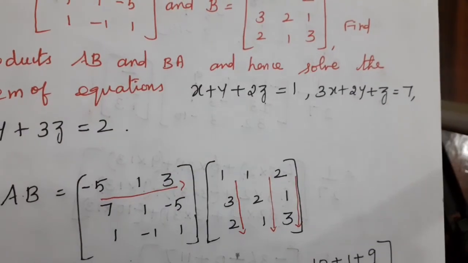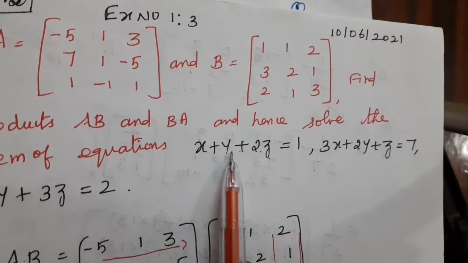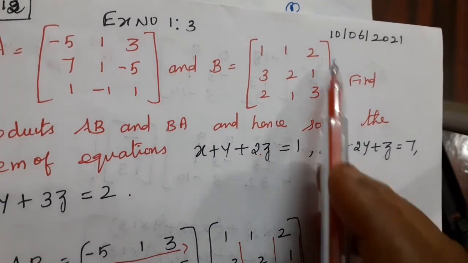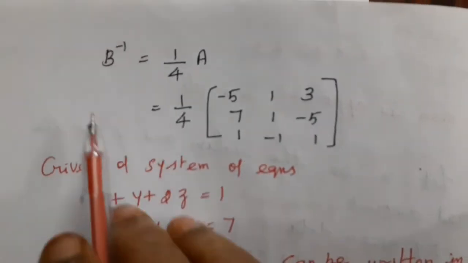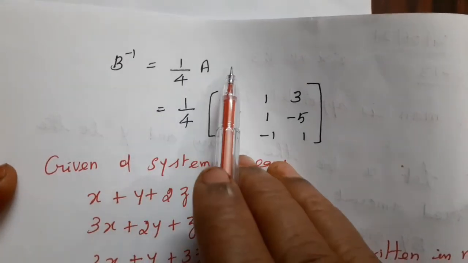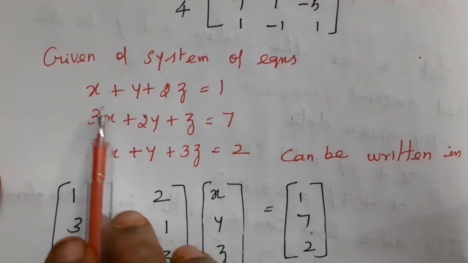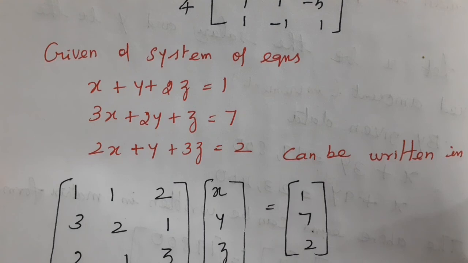So 1 1 2, 3 2 1, 2 1 3, the coefficients. This is nothing but what? B value is given. Therefore B inverse equal to 1 by 4 into A. B inverse, what I told you, B inverse equal to 1 by 4 into A. 1 by 4 into, write the A value. What is the given system of equation? See the question is given. The given system of equation is what? 1 1 2, 3 2 1, 2 1 3. This is nothing but what? Matrix B. B into x is equal to C.